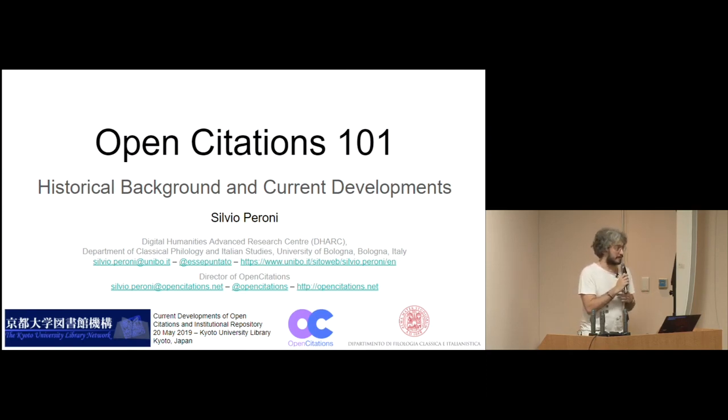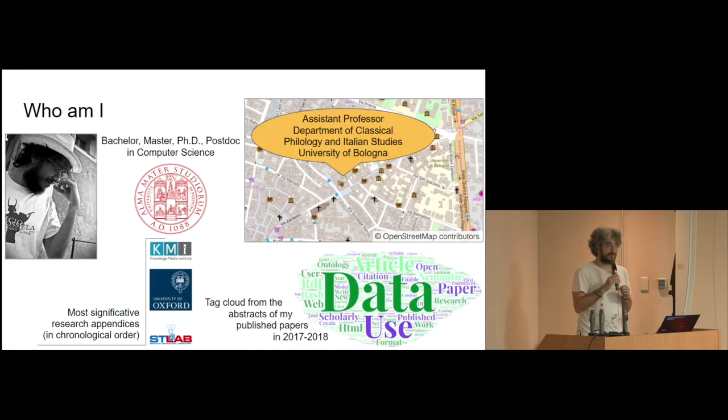I'm Silvio Peroni. I work at the University of Bologna in a department of classical philology and Italian studies. First of all, I just would like to introduce who I am and what I've done recently, at least in research and also in my background. As I told you, I'm working at the University of Bologna, but my grounding, my studies were in computer science. I'm still a computer scientist, even if I'm working at a humanities department.